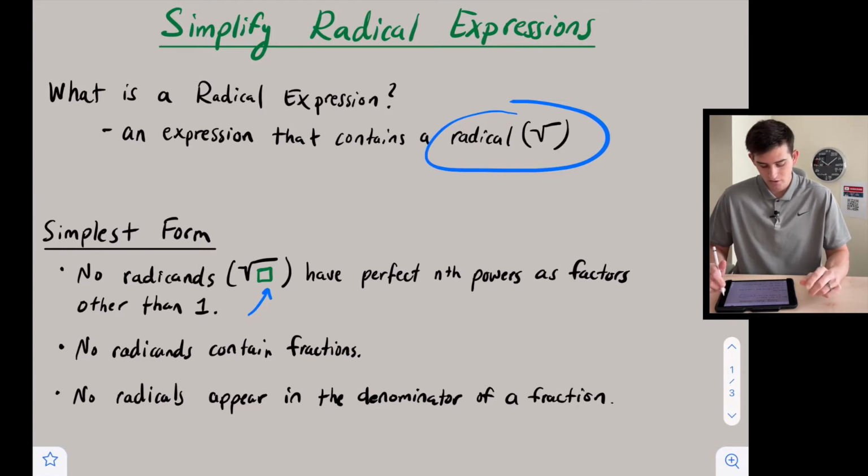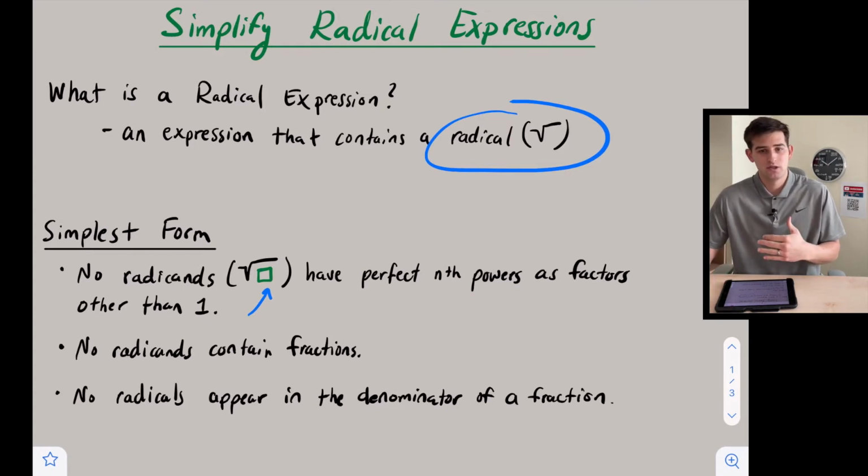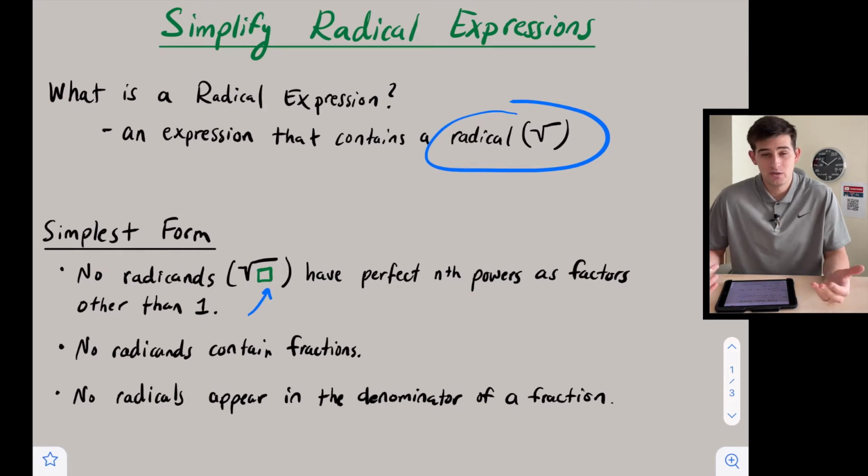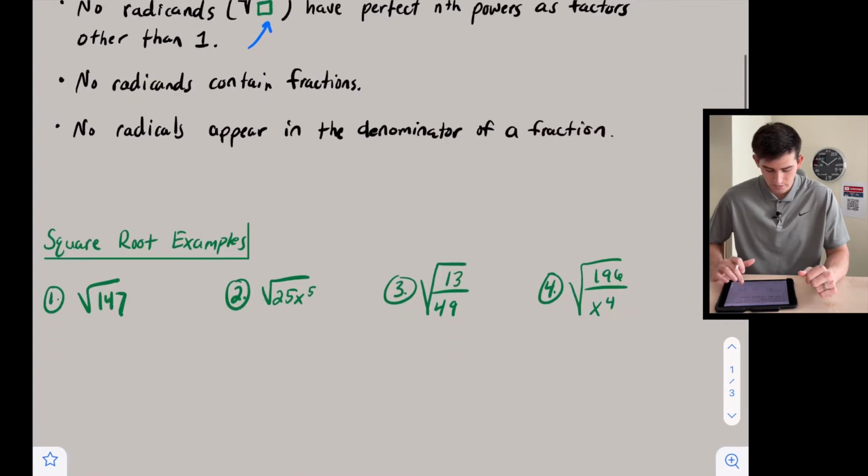And lastly, no radicals appear in the denominator of a fraction. In this video, we might not see those right off the bat, or we're going to see maybe a couple, but they simplify really easily because it's a perfect square or a perfect cube. In a separate video, we're going to talk about what happens if we do have a radical in the denominator, and that's called rationalizing the denominator. The card for that video is at the top right-hand corner right now. So let's get into simplifying some radical expressions.